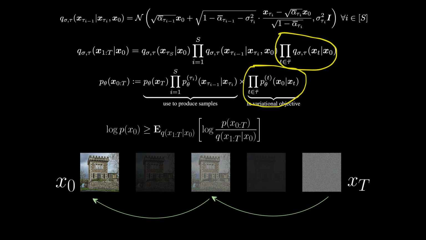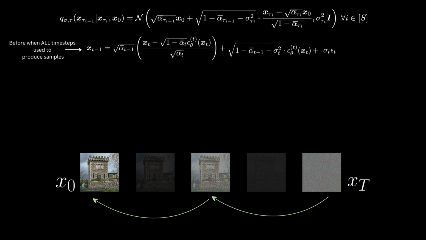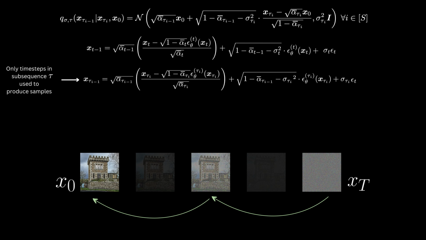For this scenario of skipping steps, the update equation is mostly similar to what we had before. For the case when a subsequence is used, the only change is that we go from x tau to x tau minus 1, and the alpha bar terms are also for tau and tau minus 1 time step. So if you are skipping 100 steps, then from 1000 time step, you'll go to 900, then to 800, and so on.